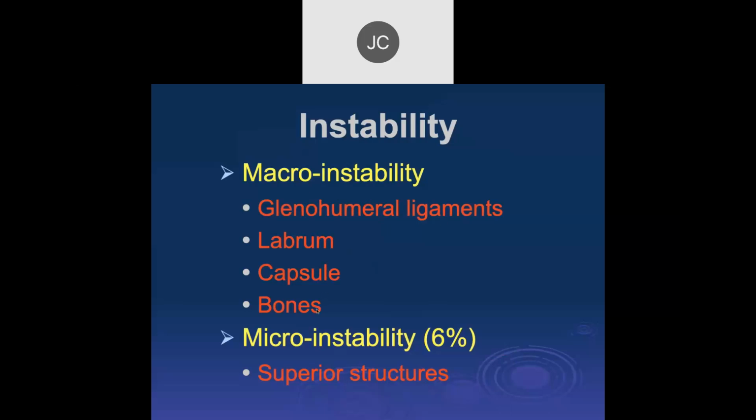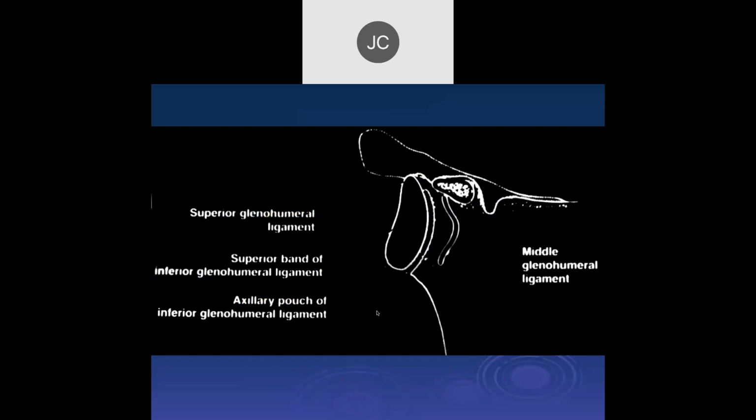And then there's another category which some people call microinstability. It's an Orange County term. And it primarily involves the superior structures that we'll talk about. So you're all aware of the anatomy. Here's the glenoid. The humerus is removed here. We can see the anterior labrum is here, a superior labrum, posterior, inferior labrum.